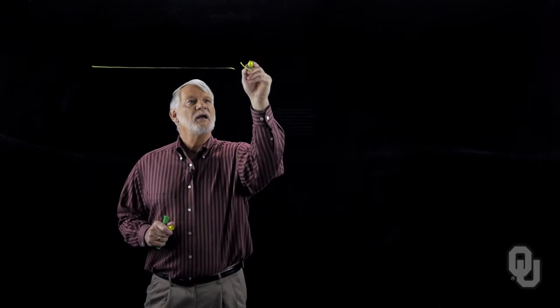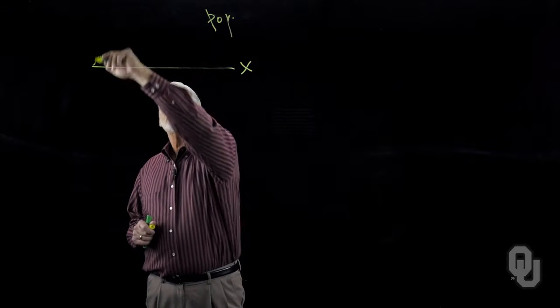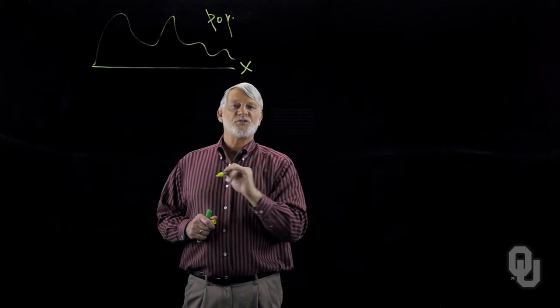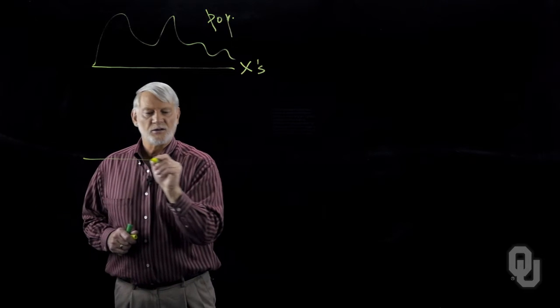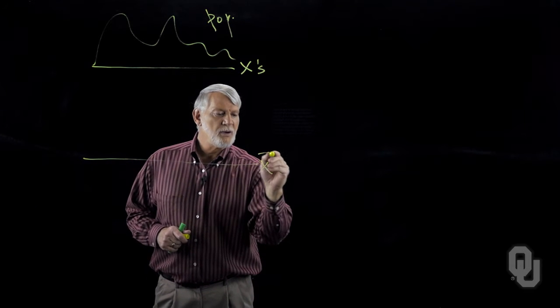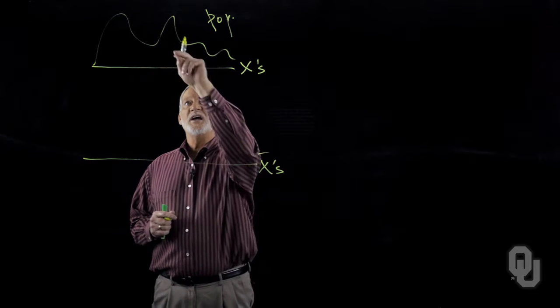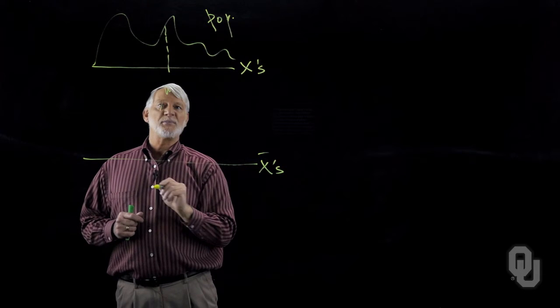Here is our population. And maybe it looks something like that. It's a continuous random variable, and these are the x's. Down here are x bars. This is a theoretical distribution of sample means taken from that population. Let's say that this is the mean of that population.